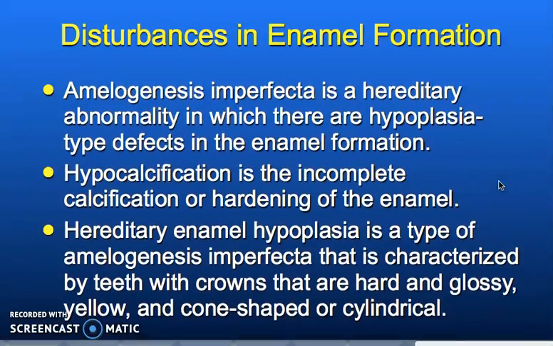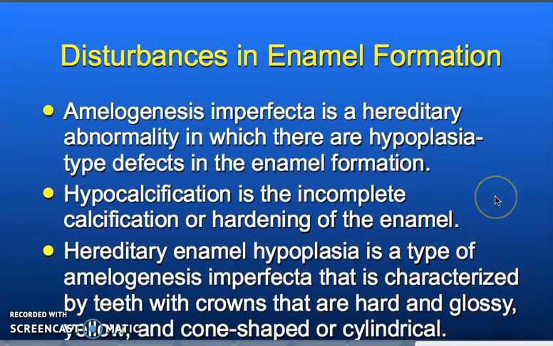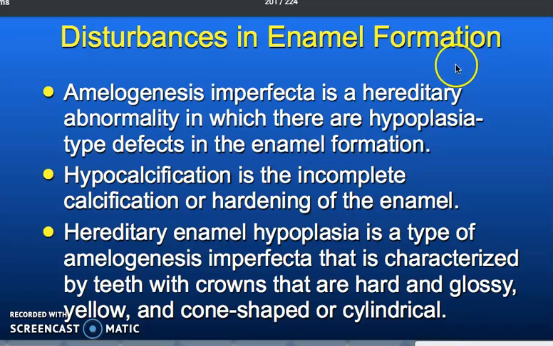Let's go back to this one just a second. So that's different things that you have in the enamel formation. Amelogenesis imperfecta, hypocalcification, and then hereditary enamel hypoplasia.